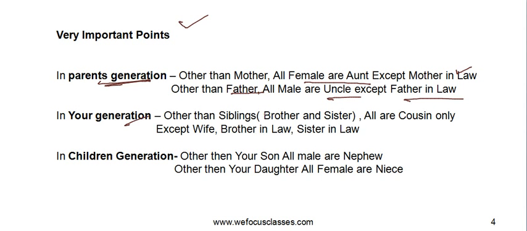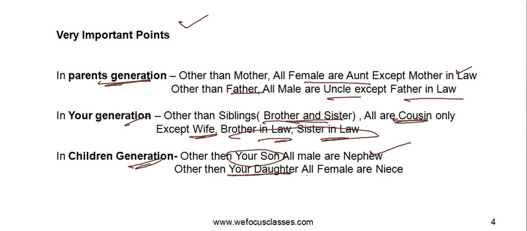In your generation, other than siblings, brothers and sisters, all are cousins, except wife, brother-in-law and sister-in-law; these are different things according to law. In the children's generation, other than your son, all males are nephews, and other than your daughter, all females are nieces. It's a very simple thing, so don't confuse yourself. Now we'll discuss the problems.